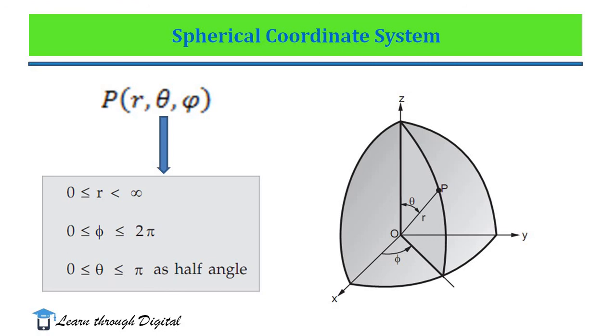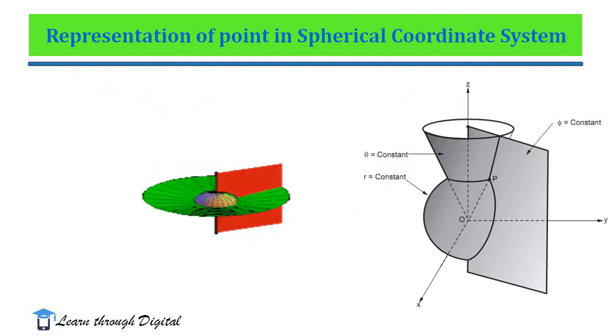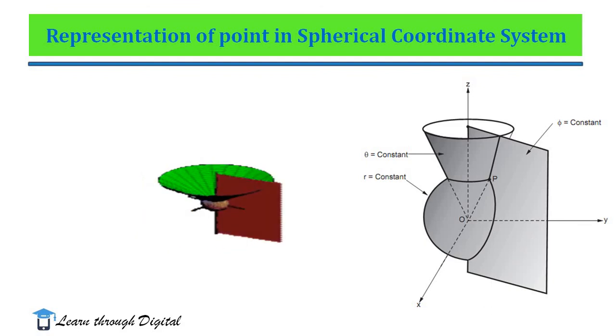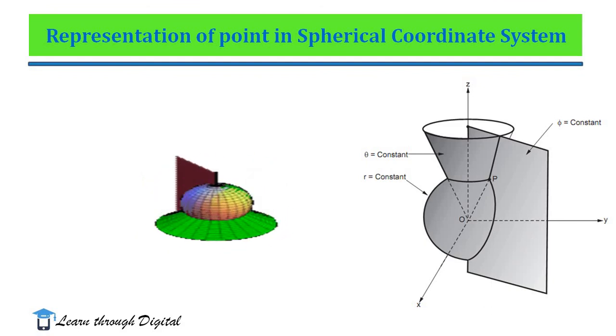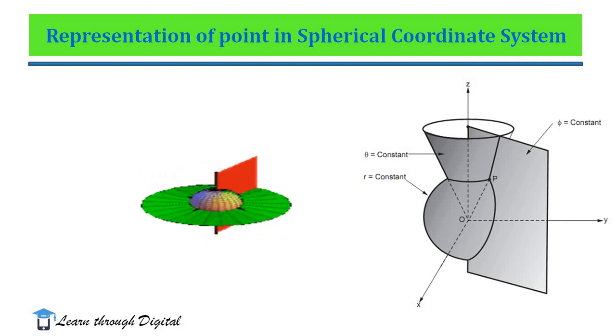This is the same as what we discussed in the cylindrical coordinate system, and theta is the apex angle, which is from 0 to pi. It is the half angle. This figure illustrates the intersection of sphere, cone and half plane, which is nothing but a point P in the spherical coordinate system.